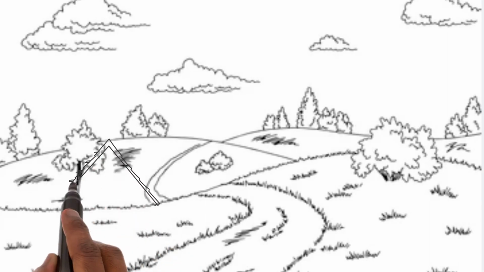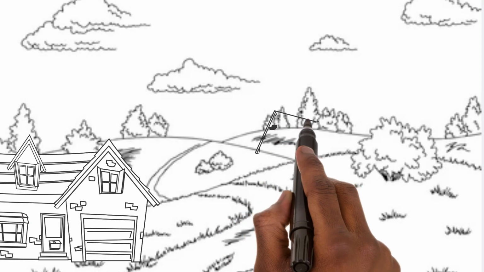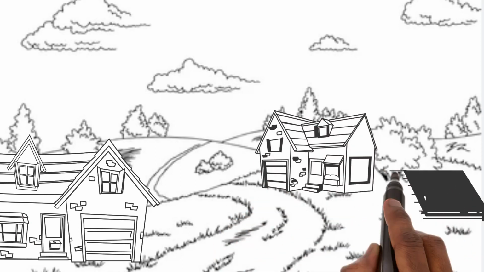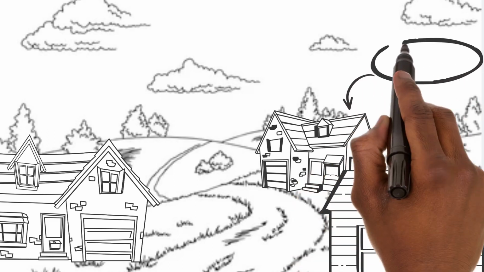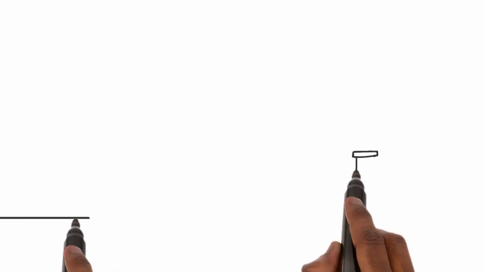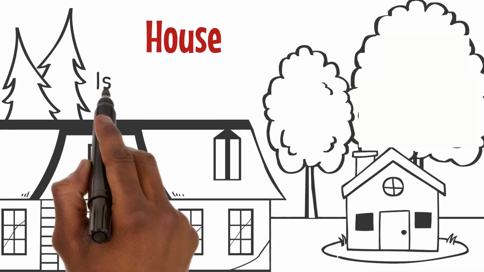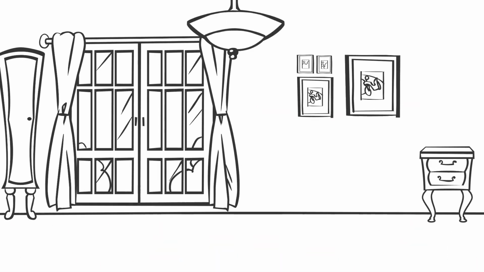Now, imagine you're in a village. Look around, and you'll see all sorts of houses. Some are small, some are big, and some are even shaped differently. But they all have something in common, they provide shelter. Whether you're in a small village house or a big city bungalow, a house is where you feel safe and comfortable.